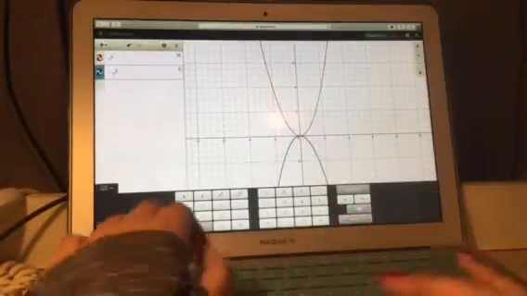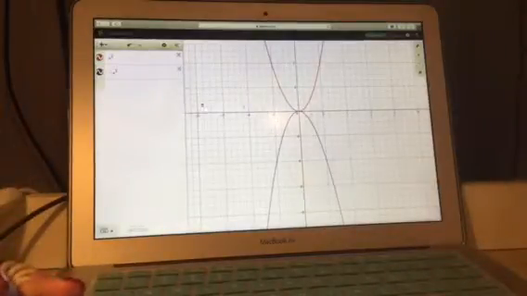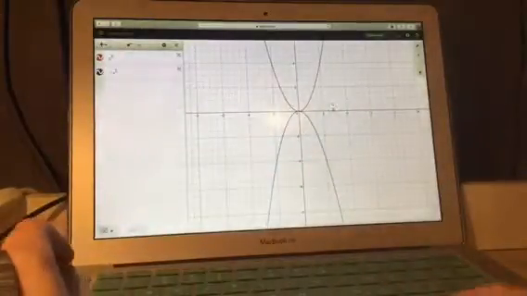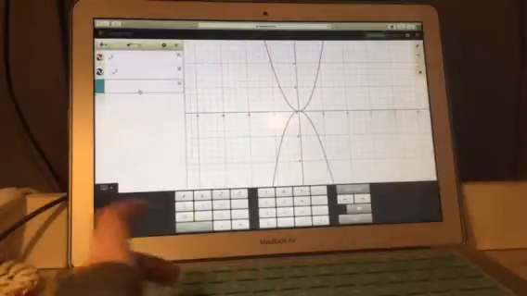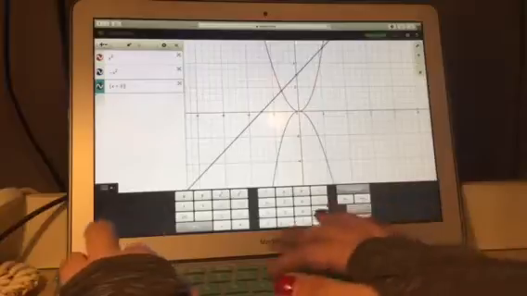We compared first the negative x squared, so you can see, look, it flips. The negative makes it flip across the x-axis. Same exact, if you fold it up, you'd be matching up. And then we got into different types of transformations. So I had the kids graph (x plus 3) all squared.